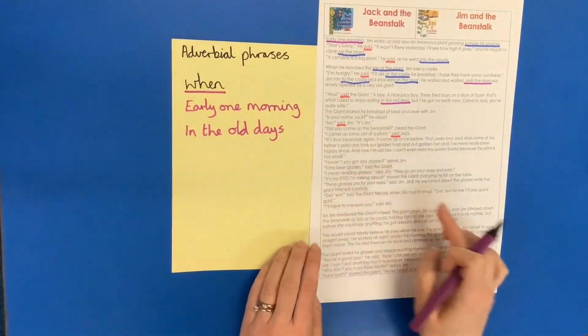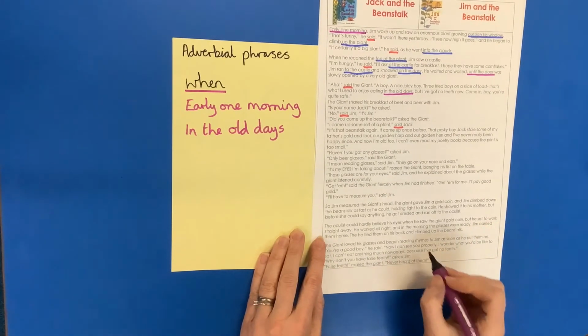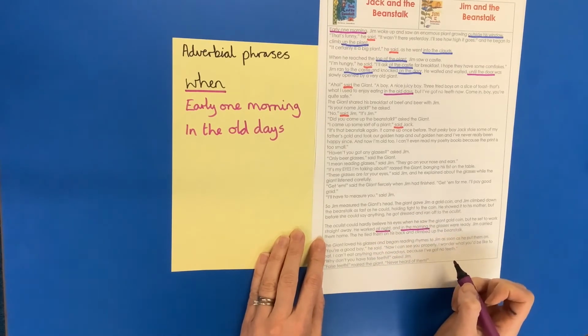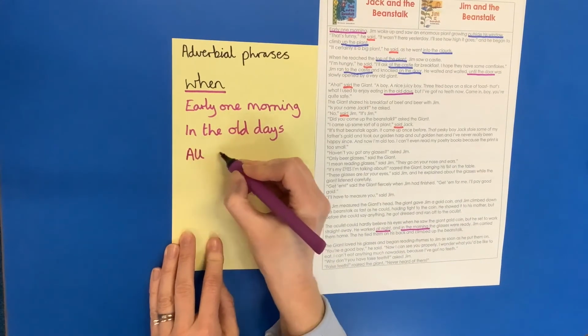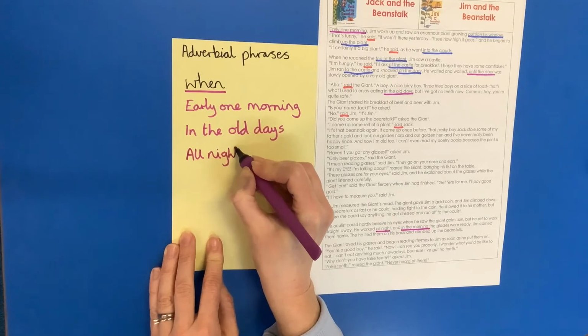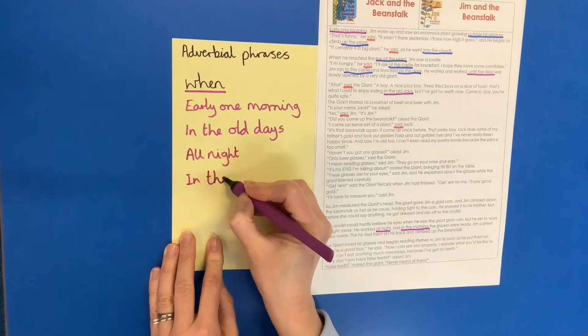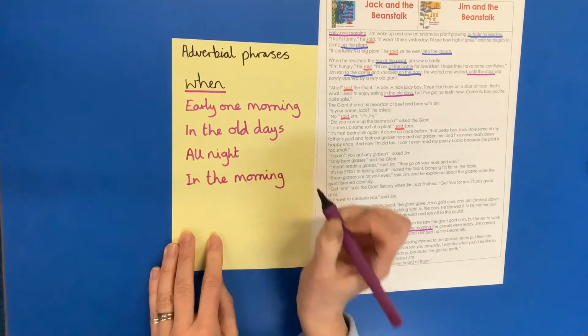Okay, and then if I go through a little bit, we've got some more down here as well. He said he worked all night, and in the morning the glasses were ready. He carried them home, he tied them on his back, and he climbed up the beanstalk. So he worked all night. And you could even change that one into all night long. And then in the morning, which is similar to early one morning, isn't it? In the morning. It's an adverbial phrase. It tells you when something is happening.